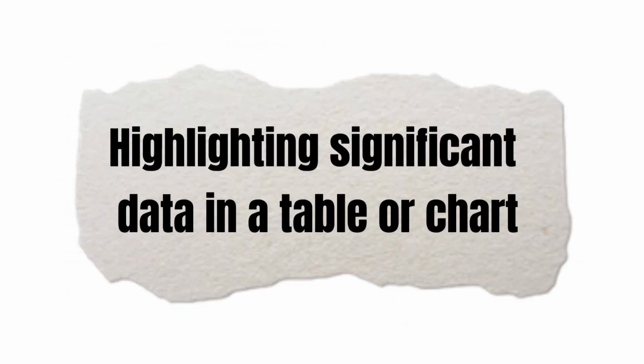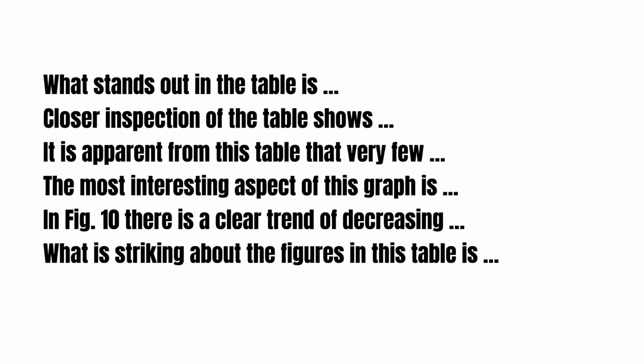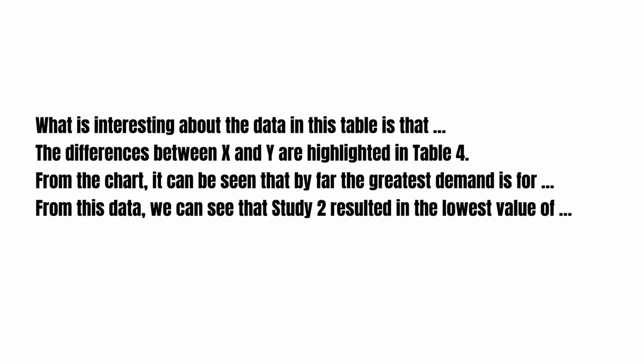Highlighting significant data in a table or chart. What stands out in the table is... Closer inspection of the table shows... It is apparent from this table that very few... The most interesting aspect of this graph is... In Figure 10, there is a clear trend of decreasing... What is striking about the figures in this table is... What is interesting about the data in this table is that the differences between X and Y are highlighted in Table 4.